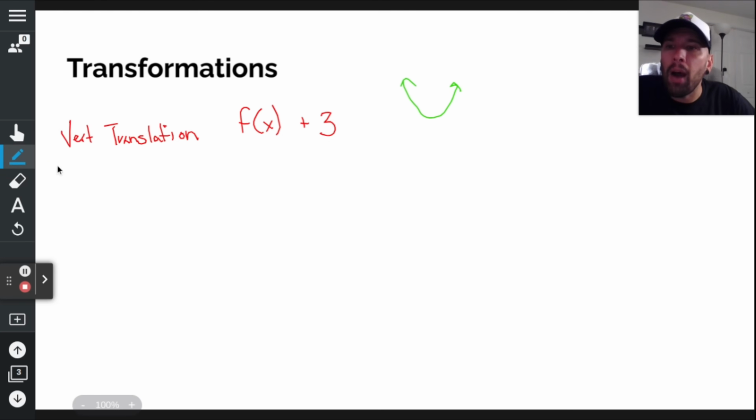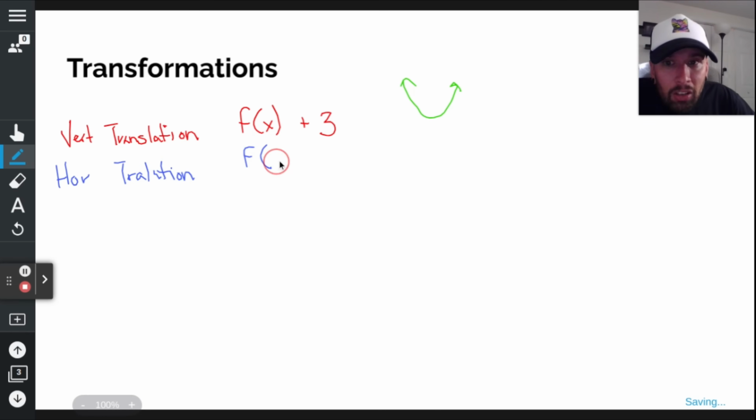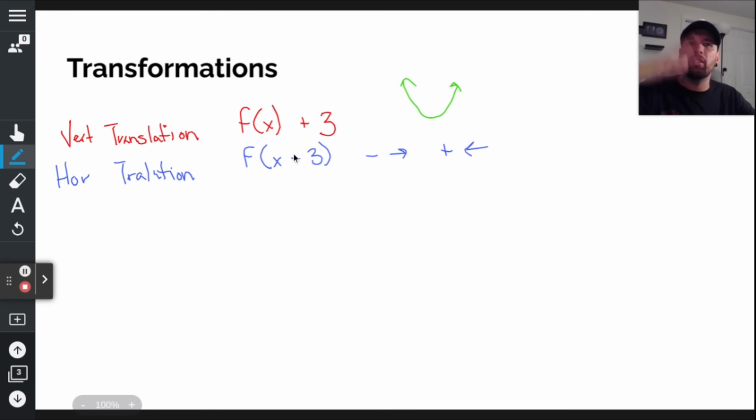Similar, if I have a horizontal translation, this is similar but gross. If I give you f of x, and you put a negative inside the parentheses next to the x, and this is what's going to annoy you, if it's negative, you move right. So negative means moving right. Positive means moving left. It's opposite land whenever you're working within the parentheses. That's just the way it is.